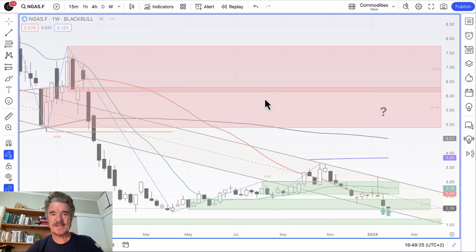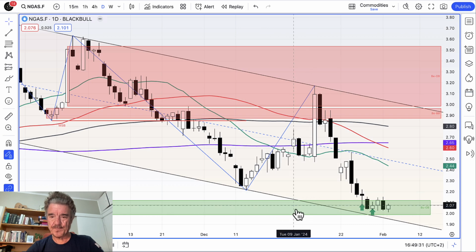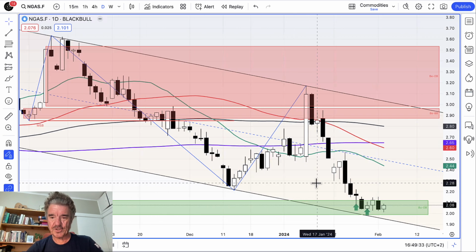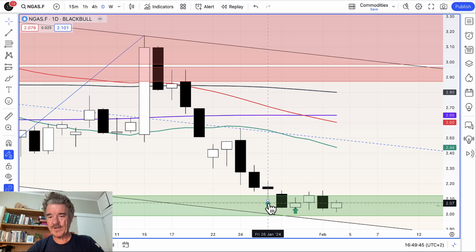Let's zoom into the day chart to get some more clarity. There's that order block and support level that we talked about before. We're right on top of it now. And there are our two entry levels at around about 211 and 206 or thereabouts. The average entry price about 209.